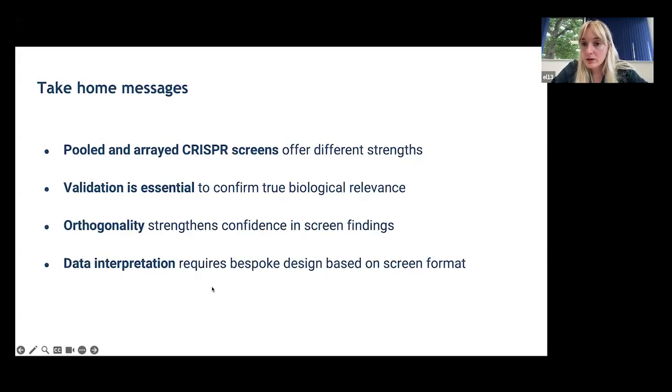Sorry, I'm just reading through the other ones. Are pooled screens applicable to primary cells, or do they require uniformity in the population at baseline as is provided by a cell line?